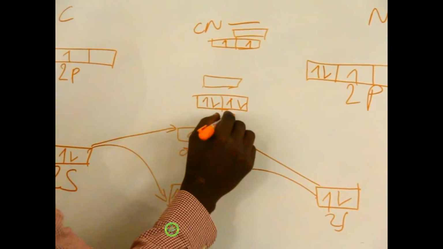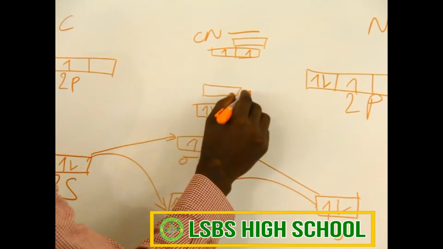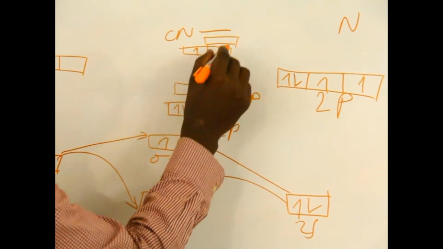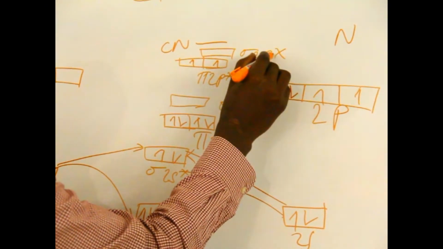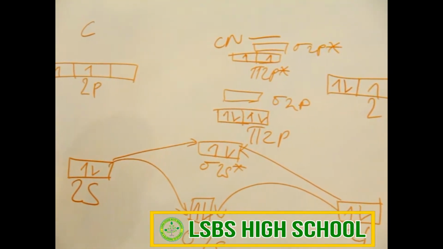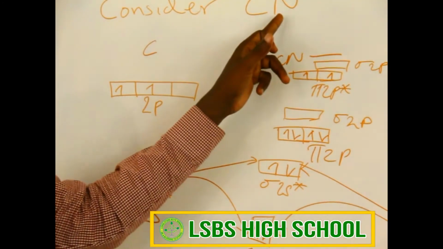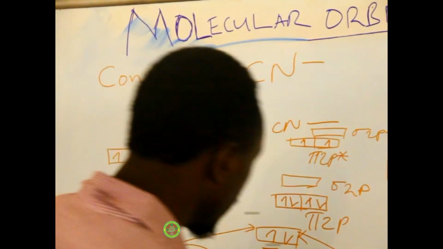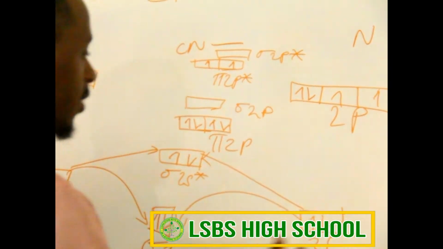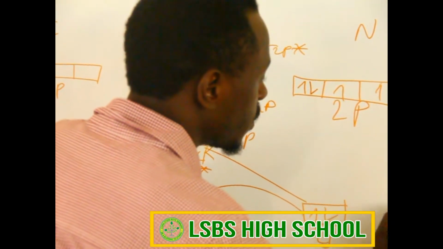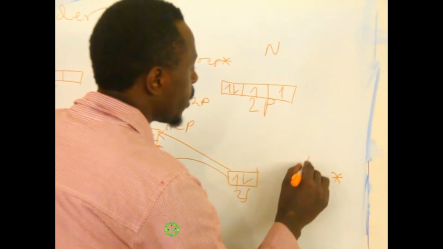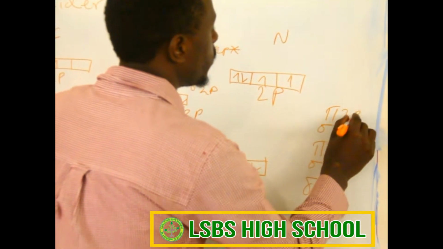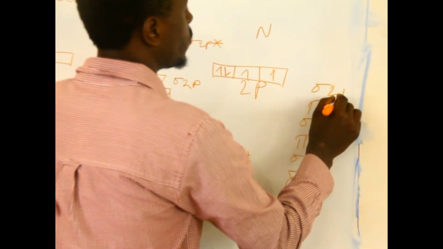Now these orbitals are called pi 2p, and this one is sigma 2p. This one is pi 2p star, and this one is sigma 2p star. The molecular diagram of carbon and nitrogen, which we call cyanide ion, can be written this way, by removing sigma 2s star, pi 2p, sigma 2p, pi 2p star, and sigma 2p star.